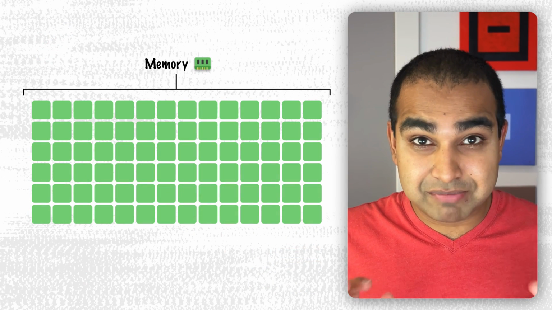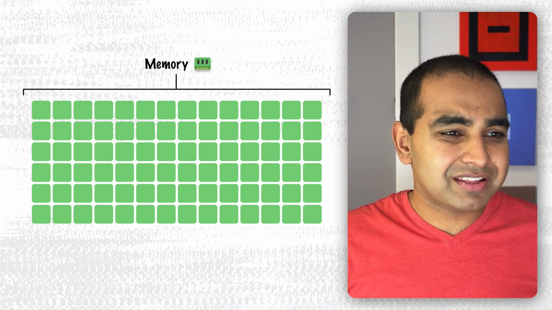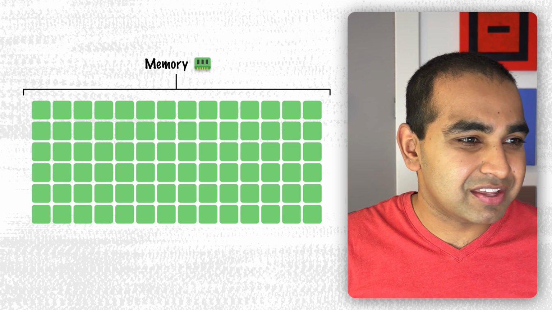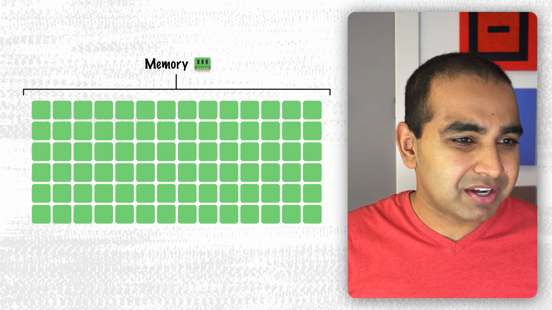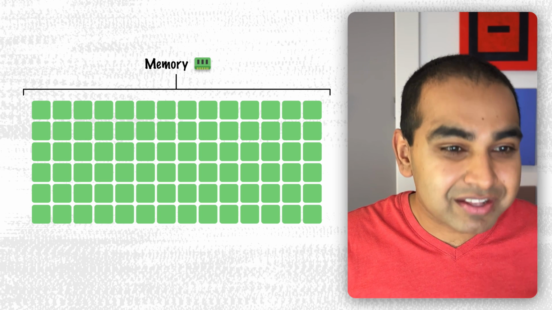Now, getting back to our topic at hand, I'm not going to go into detail on memory itself. I'm going to simplify memory into a series of cells, these rows and columns. So you can see that we have a bunch of rows, a bunch of columns, and each segment of memory is denoted by a green square.